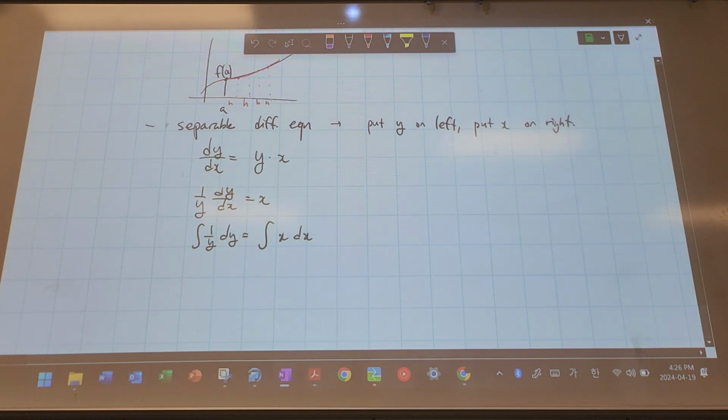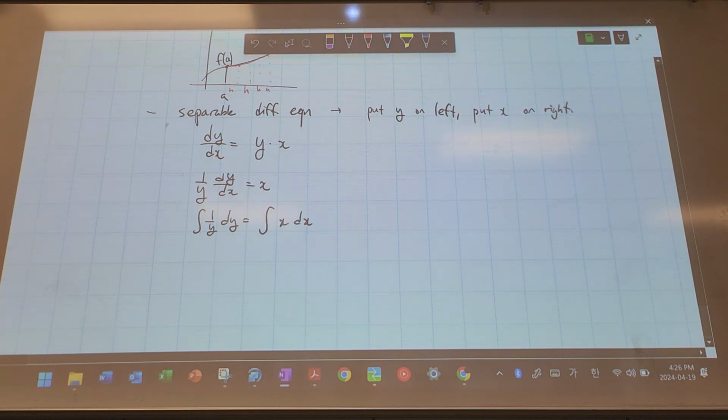Any questions about this one? This one is an easy one as long as you just know this strategy of putting y on the left and putting x on the right. Okay. And the next one is the homogeneous equation.